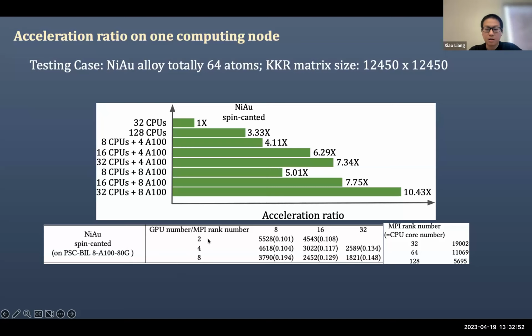The table below depicts the detailed data, and this is the number of GPUs, and this is the number of CPU cores. The number in the brackets is the portion of the time for GPU data transfer and GPU compute. The data transfer takes roughly 10% of the total GPU time. Nowadays, a CPU node can have as many as 128 CPU cores. The 8 MPI process on 2 A100 GPUs is as fast as 128 CPU cores.